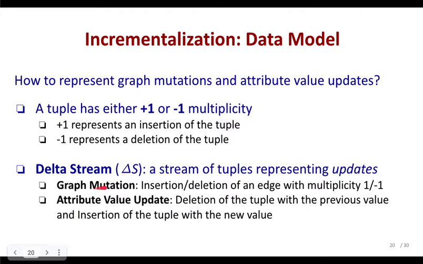And for graph mutation, insertion or deletion of an edge with multiplicity +1 or -1. And for attribute value update, we model it as deletion and insertion. That is, deletion of the tuple with the previous value and insertion of the tuple with the new value.